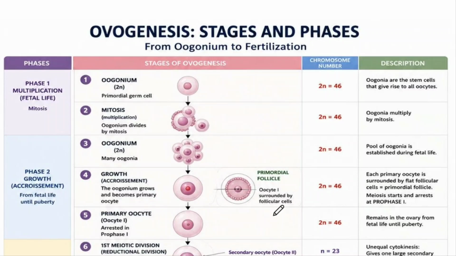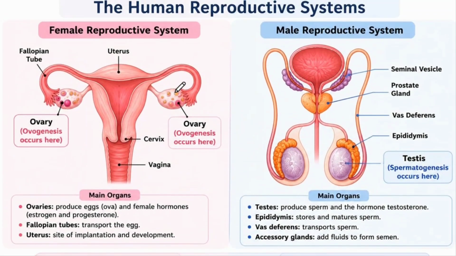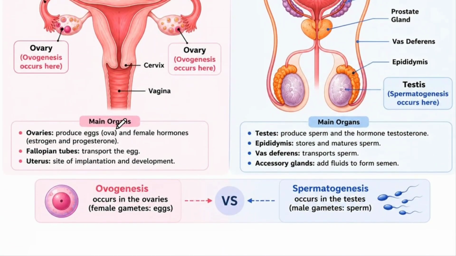For part 2, let's talk about ovogenesis. Ovogenesis takes place in the ovary. The ovary is here, the first ovary and the second ovary. It begins during fetal life, continues after puberty, and is completed only if fertilization occurs.